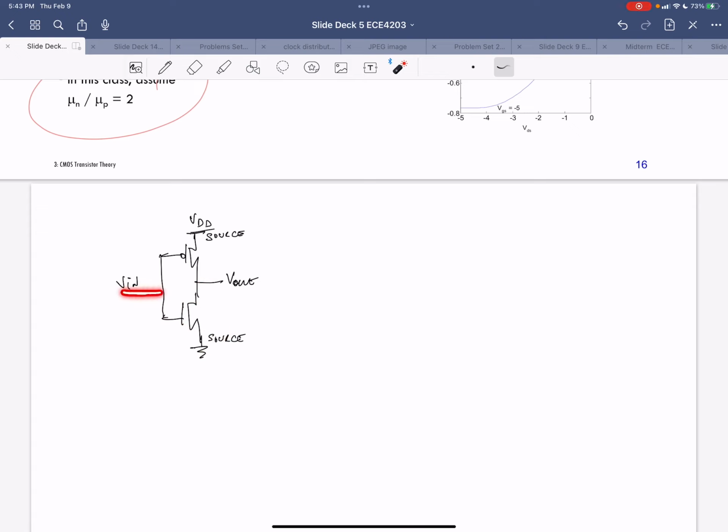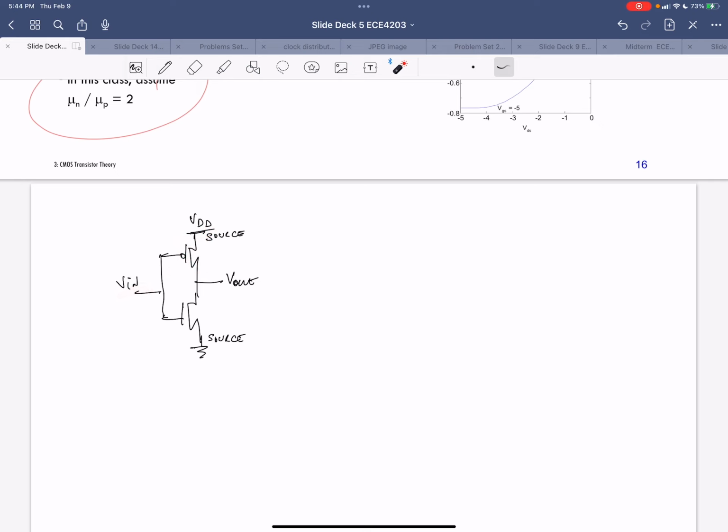But if Vn is VDD, Vn is equal to VDD, so my gate source voltage for the PMOS is going to be 0. So this PMOS is not going to turn on. With Vn being VDD, I'm going to turn on my NMOS and my PMOS is going to be off. And then vice versa.